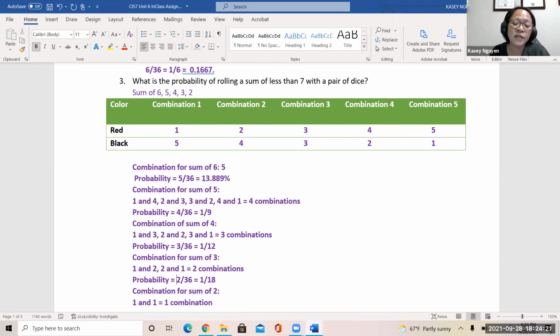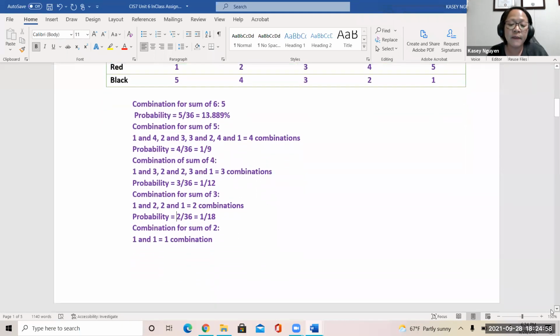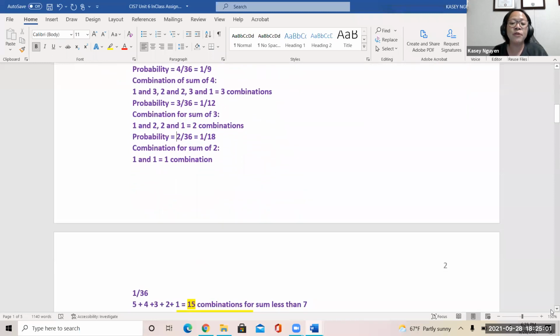That will be 2/36, or if we simplify that by dividing by 2 on the top and the bottom, which gives us 1/18. And then the last one is that we have to find a combination that yields the sum of 2. And we know that there's only one face that has a 1 on each die. So 1 and a 1 is going to be the pair. That's going to be a sum of 2. So one combination for the sum of 2. And that would give us 1/36.